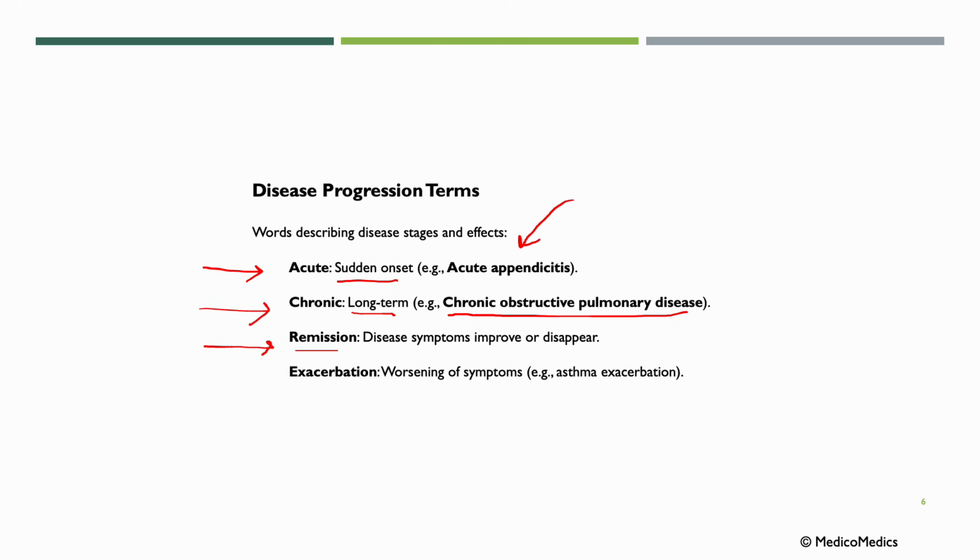If we use the term remission, we mean the disease symptoms are improving or disappearing. Exacerbation, meaning worsening of symptoms. So, for example, asthma exacerbation.